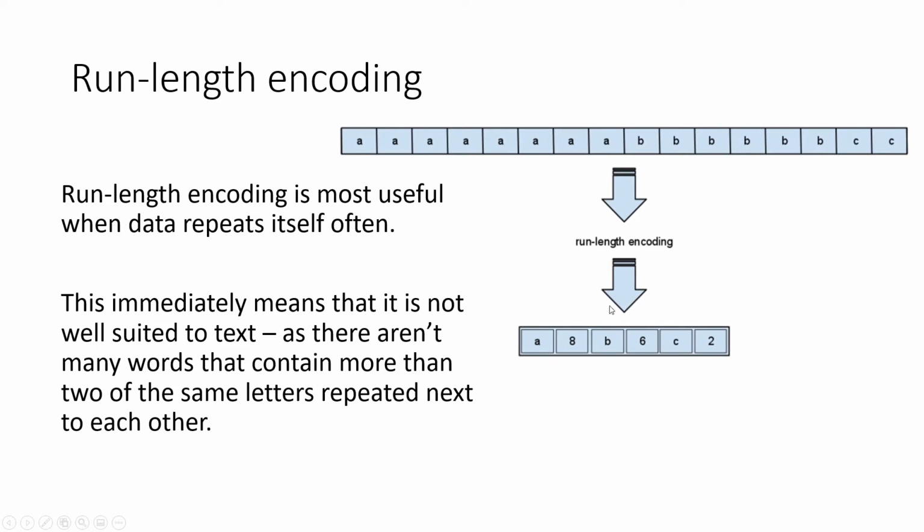Or you could have done it the other way. You could have done frequency then value, so you could have said there's 8 A's, followed by 6 B's, followed by 2 C's. It doesn't really matter which way you put it.